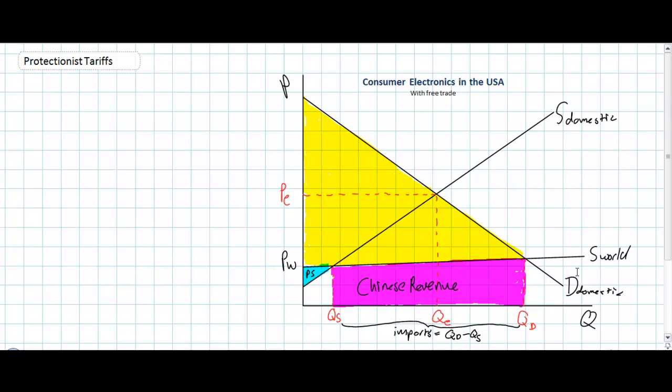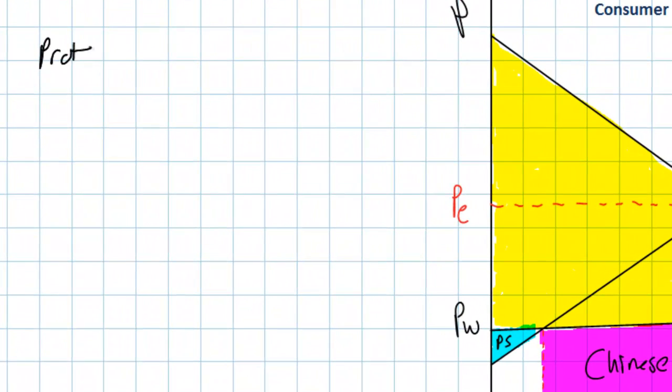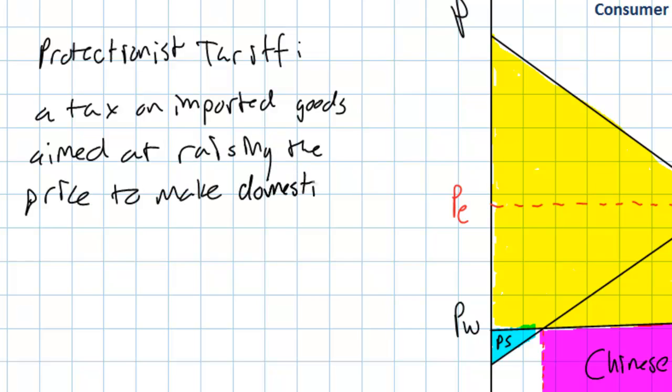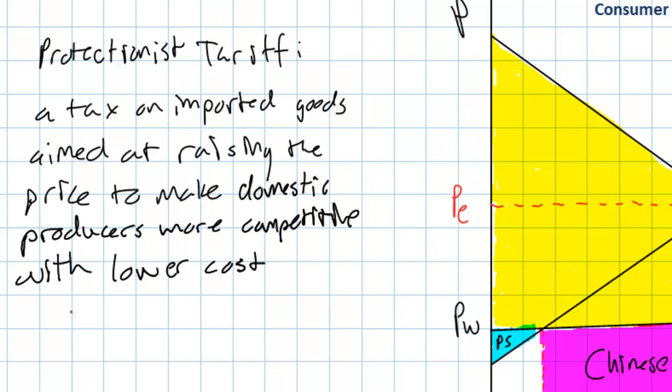In this lesson, we're going to examine the effect that a protectionist tariff on the market for consumer electronics in the United States would have on that market, including domestic consumers, domestic producers, and foreign producers of electronic goods. First, we have to start by defining what is meant by a protectionist tariff. A tariff is simply a tax, and a protectionist tariff is a tax on imported goods aimed at raising the price to make domestic producers more competitive with lower cost foreign producers.